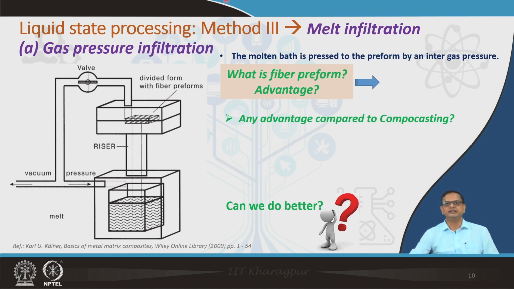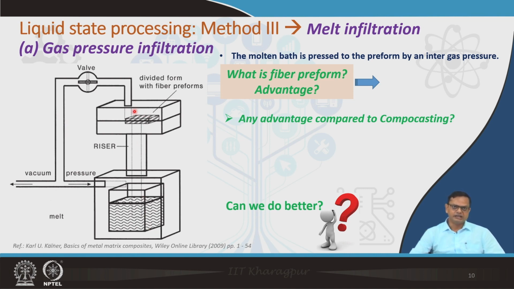Melt infiltration is one of the techniques for that. And then we have different kinds of melt infiltration techniques. One of them is gas pressure infiltration. So what is done in gas pressure infiltration? A melt is prepared of the matrix material, okay, and then by gas pressure this melt is pushed upward.